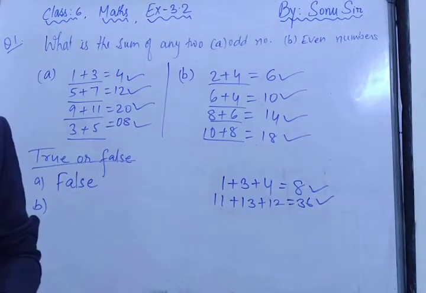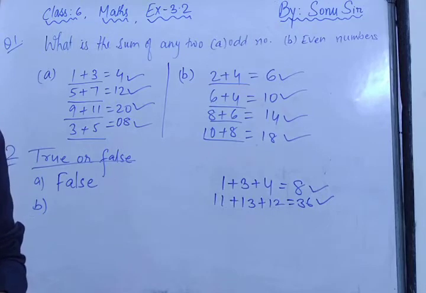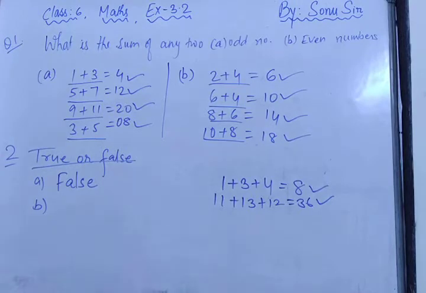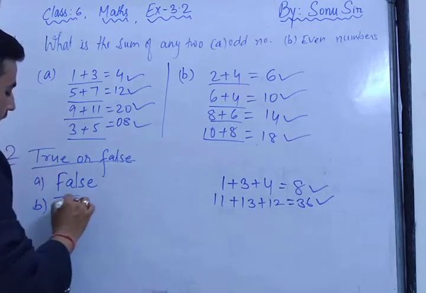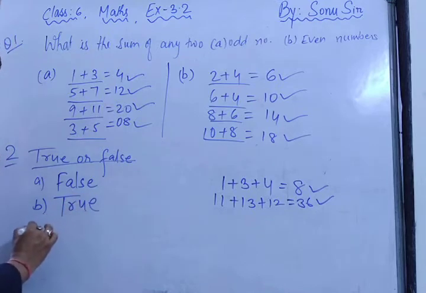So our question was, the sum of 2 odd numbers and 1 even number is even. So it is true. What is the answer? The answer is true. Now we are moving towards question C. This was the second B question. Now we are moving towards the second C.